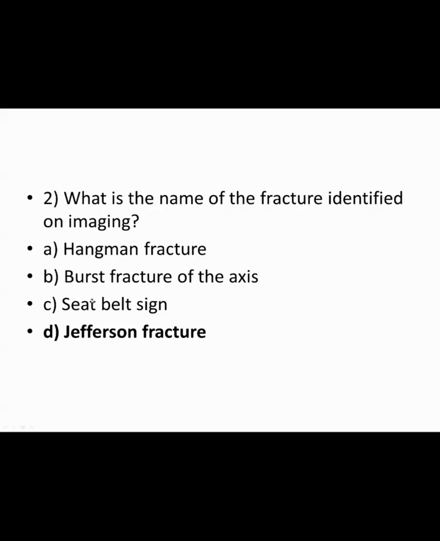Additionally, C, seatbelt sign, is not correct. This is either a physical exam finding consistent with bruising over the areas in which the patient typically wears a seatbelt in an MVA. And radiographically, you might see subcutaneous bruising, and that can lead you to look for further pathologies in the abdomen, chest, and sometimes the neck based on how the patient was wearing the seatbelt.